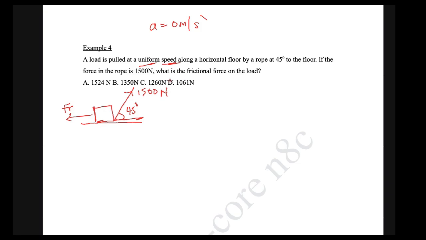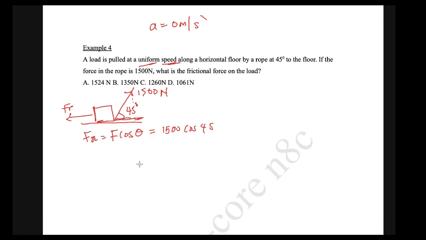All right, so we are looking for the frictional force. So we don't need to do too much. We know fully well that we just resolve the horizontal forces. This force as a component is going to have a vertical component and a horizontal component. So the horizontal component Fx is equal to F cos theta, right? So this is going to equal 1500 cos 45. That is the value of Fx.